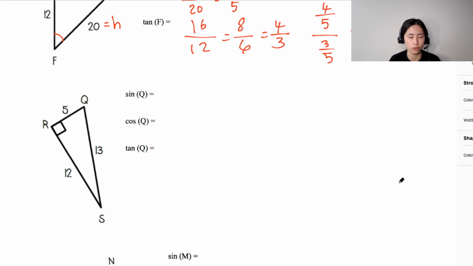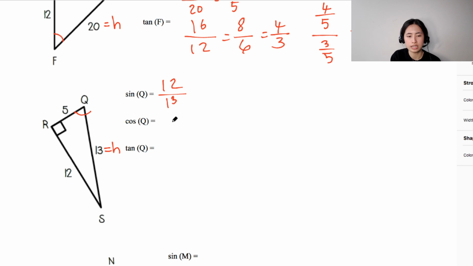Okay, let's look at this question. So we have Q. So angle Q is over here, and what's your hypotenuse? Your hypotenuse would be 13 because this is the side that is opposite the right angle. So if we're looking at sine Q, the opposite side of sine Q is 12, right? And then you have your hypotenuse, because sine is all about opposite over hypotenuse, so you would have 13.